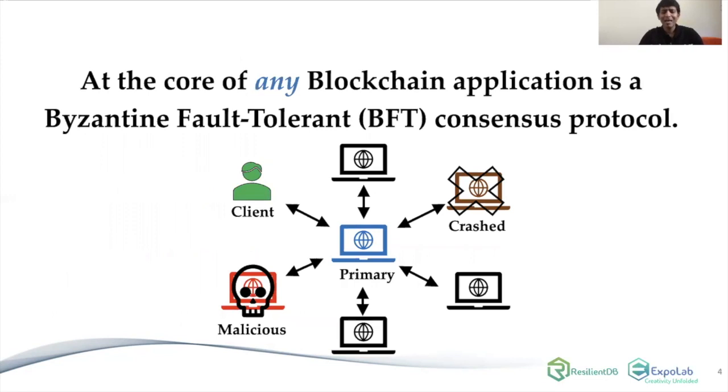Now, for any blockchain application, irrespective of whether it is permissioned or permissionless, at the core is a Byzantine fault-tolerant consensus protocol. This protocol states that given a client request and a set of replicas, some of these replicas could even be malicious. The aim of this protocol is to ensure all the replicas order this client request in the same manner.